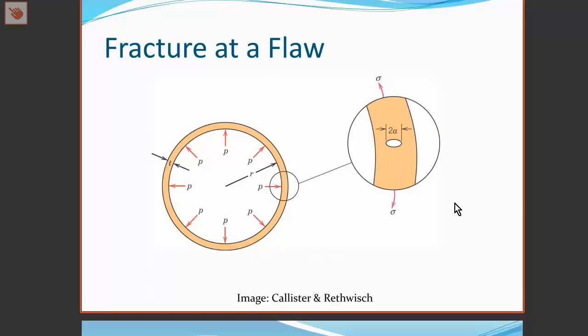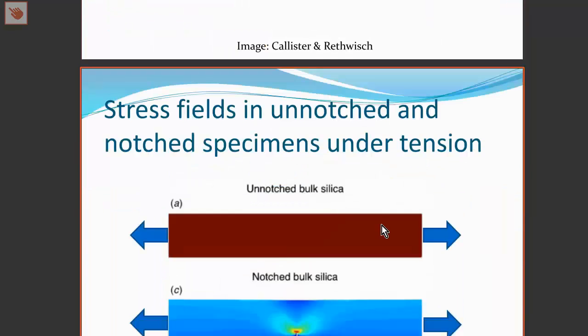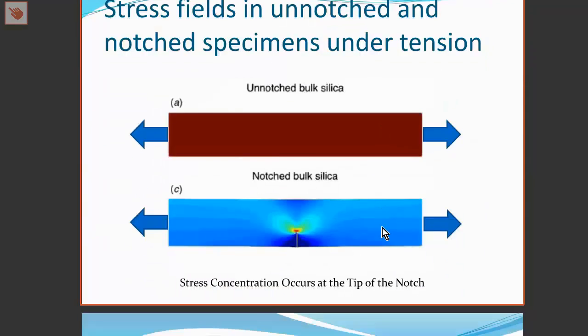We're now going to consider some simple mathematical equations for determining the effect of flaws. In this case we see a pressure vessel, and inside the material we could say that there exists a flaw of a certain dimension. Here the dimension 2a is given. And what does that flaw do?